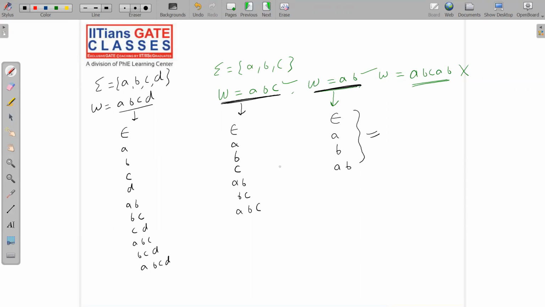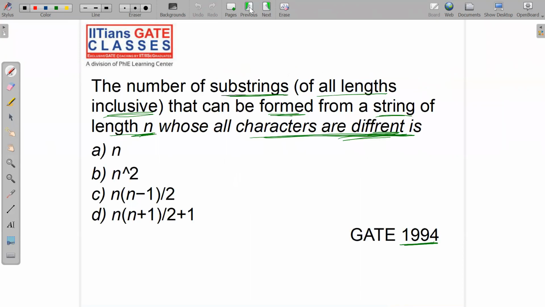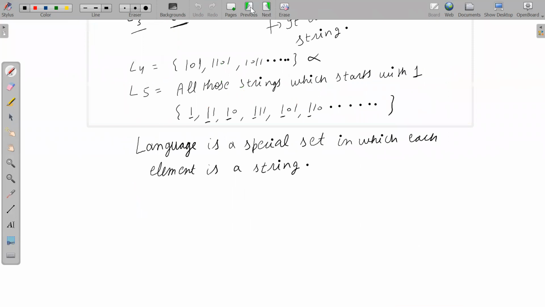I think you already know all these facts. This is a very basic thing. Every string is a substring of itself. So AB is a substring of AB. Okay, why am I saying all these things? Because I have already told you the definition of substring.